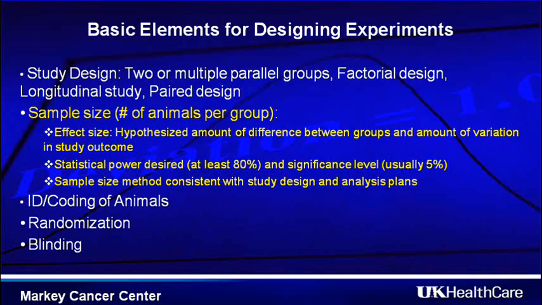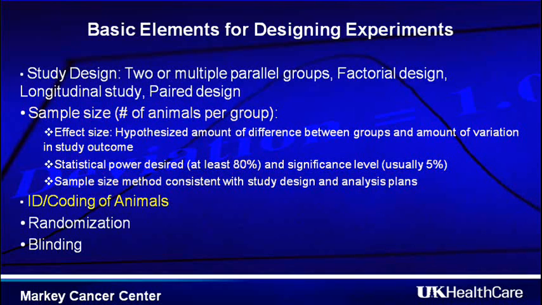The main element in calculating sample size and statistical power is what is called effect size. This is a measure that takes into account the hypothesized amount of difference in your study endpoint between study groups and the amount of variation in the study endpoint. This information has to come from the investigator, not the statistician, and can be based on pilot or preliminary data or published studies that can closely approximate specific aspects of your proposed study.